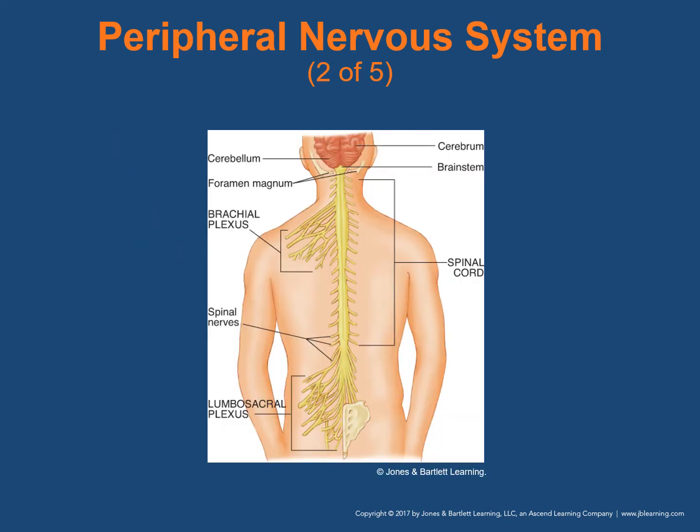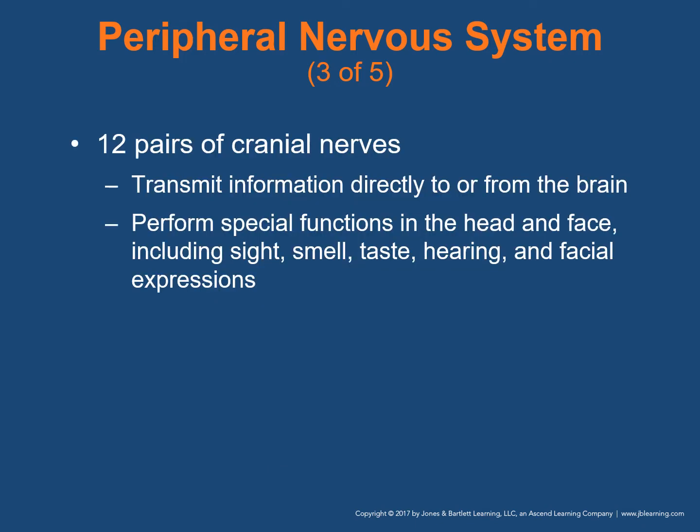This figure shows the major nerves of the peripheral nervous system. So you see it from the cerebrum in the brain all the way down through the very bottom of the spinal cord itself. There are 12 pairs of cranial nerves. These transmit information directly to or from the brain. These perform special functions in the head and face, including sight, smell, taste, hearing, and facial expression.